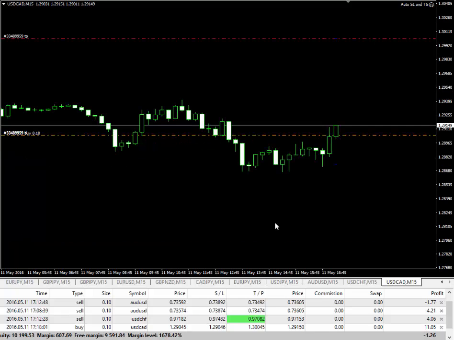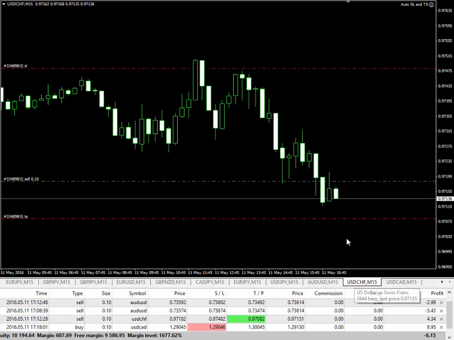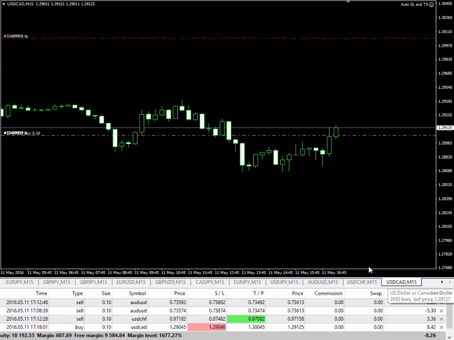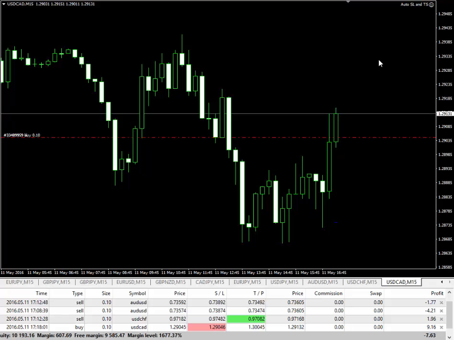Okay, now we have the USD CAD. It has brought the trailing stop to break even, and it's running into profit, 9.25 in profit at the moment. And let's see how it goes. Another one is the USD Swiss franc, that is also in profit. This one is running into profit, and here is the take profit. And the USD CAD, as it goes up, the trailing stop will continue going up. Let's see how it goes.